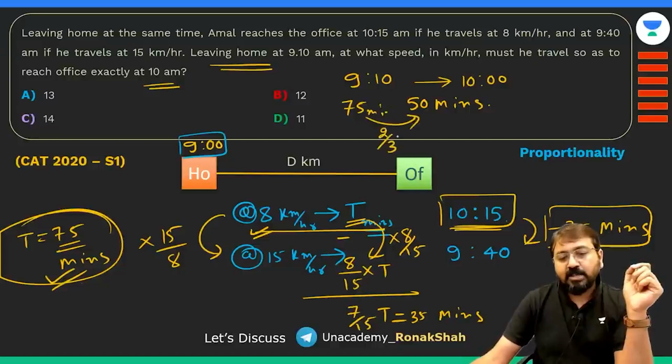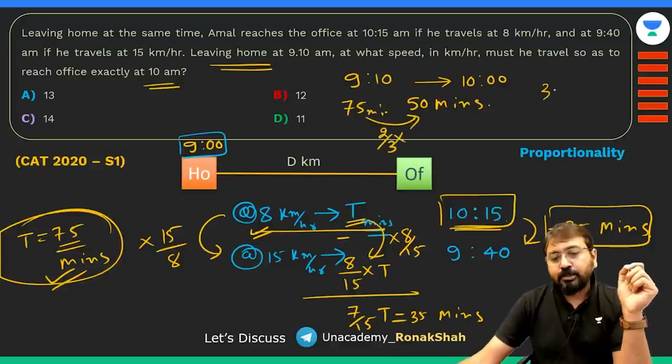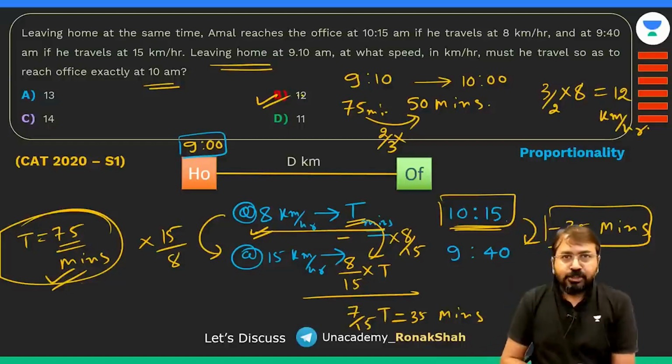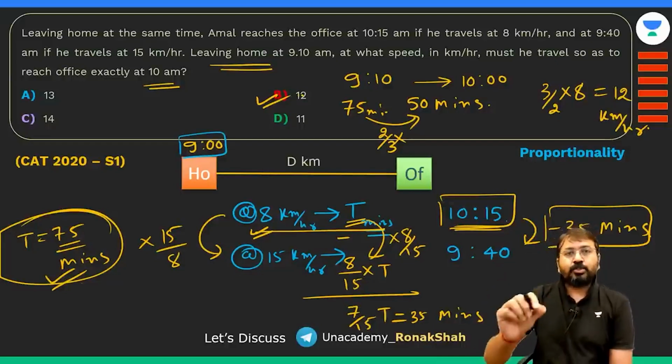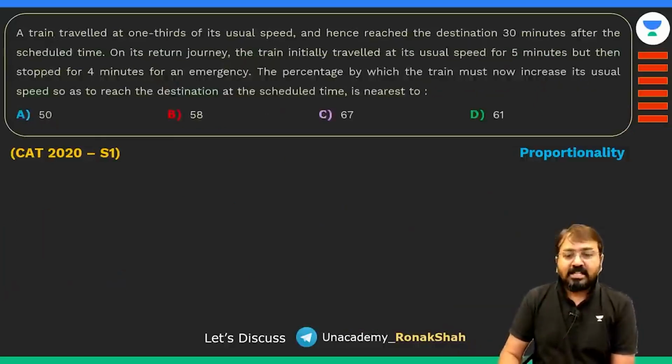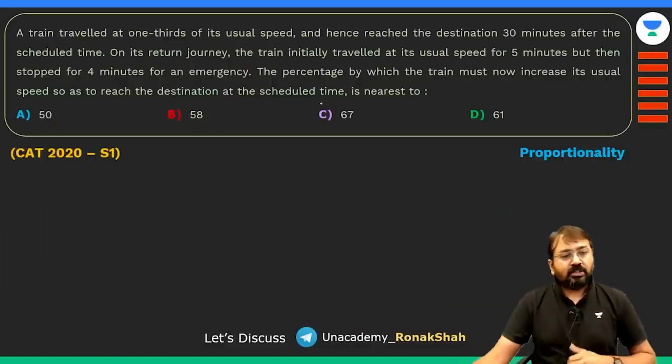So can I say time has become 2/3? So your speed should become 3/2 times the previous speed. So this will come out to be 12 km per hour. That's your answer. Very simple question. So I really hope all of you have understood this. This question was based on the concept of proportionality. Let's look at a few more questions based on this concept.